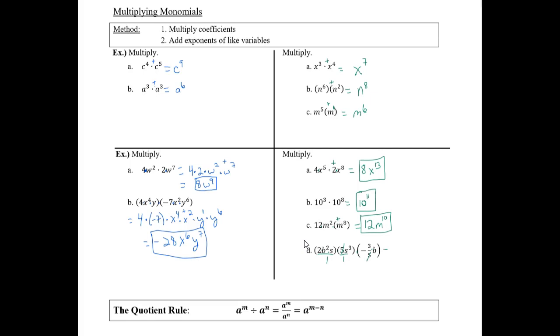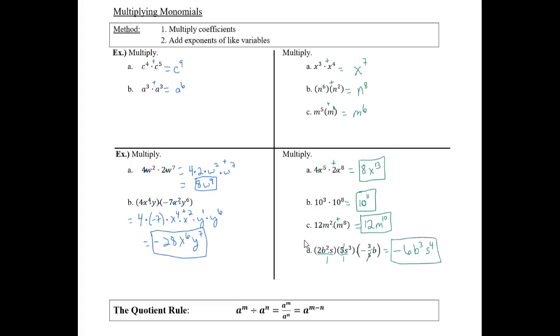Now looking at the rest of the coefficients, I have 2 times 1 times a negative 3 would give me negative 6. Then b squared times b is b cubed, and s times s cubed would be s to the 4th power.